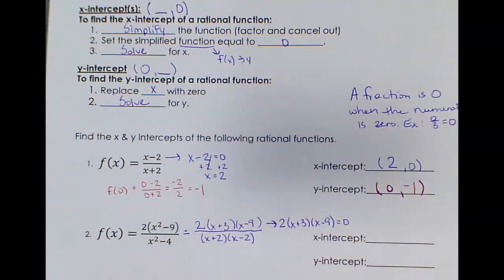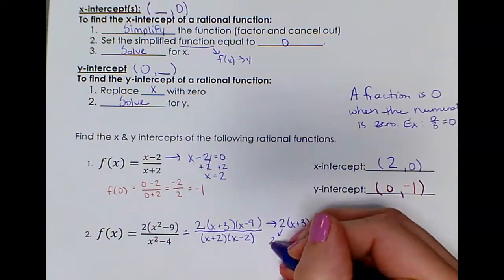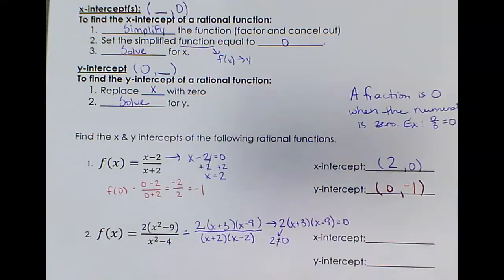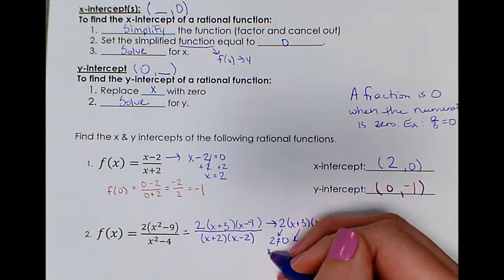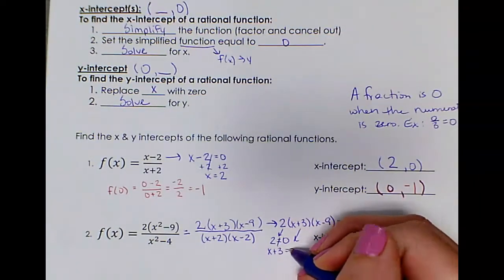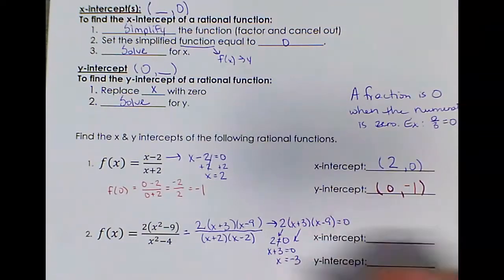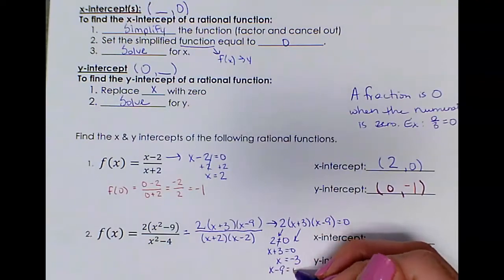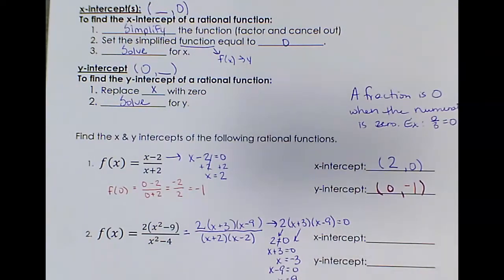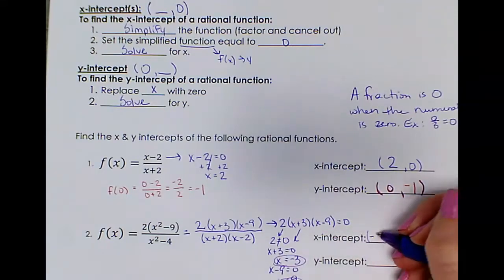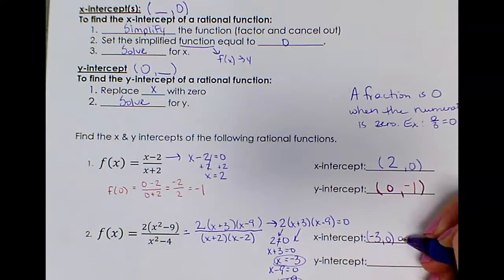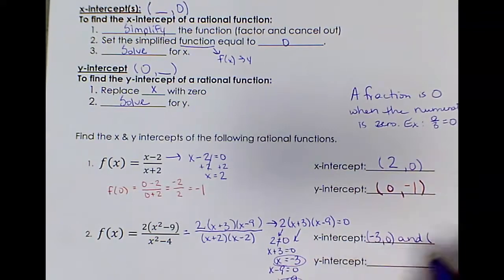For that, we need to set each factor equal to 0. Well, 2 does not equal 0. That doesn't help. X plus 3 equal to 0 gives an x value of negative 3. And x minus 9 equals 0 gives us an x value of positive 9. So I actually have 2 x-intercepts. One of them is where x is negative 3, and one of them is where x is 9.